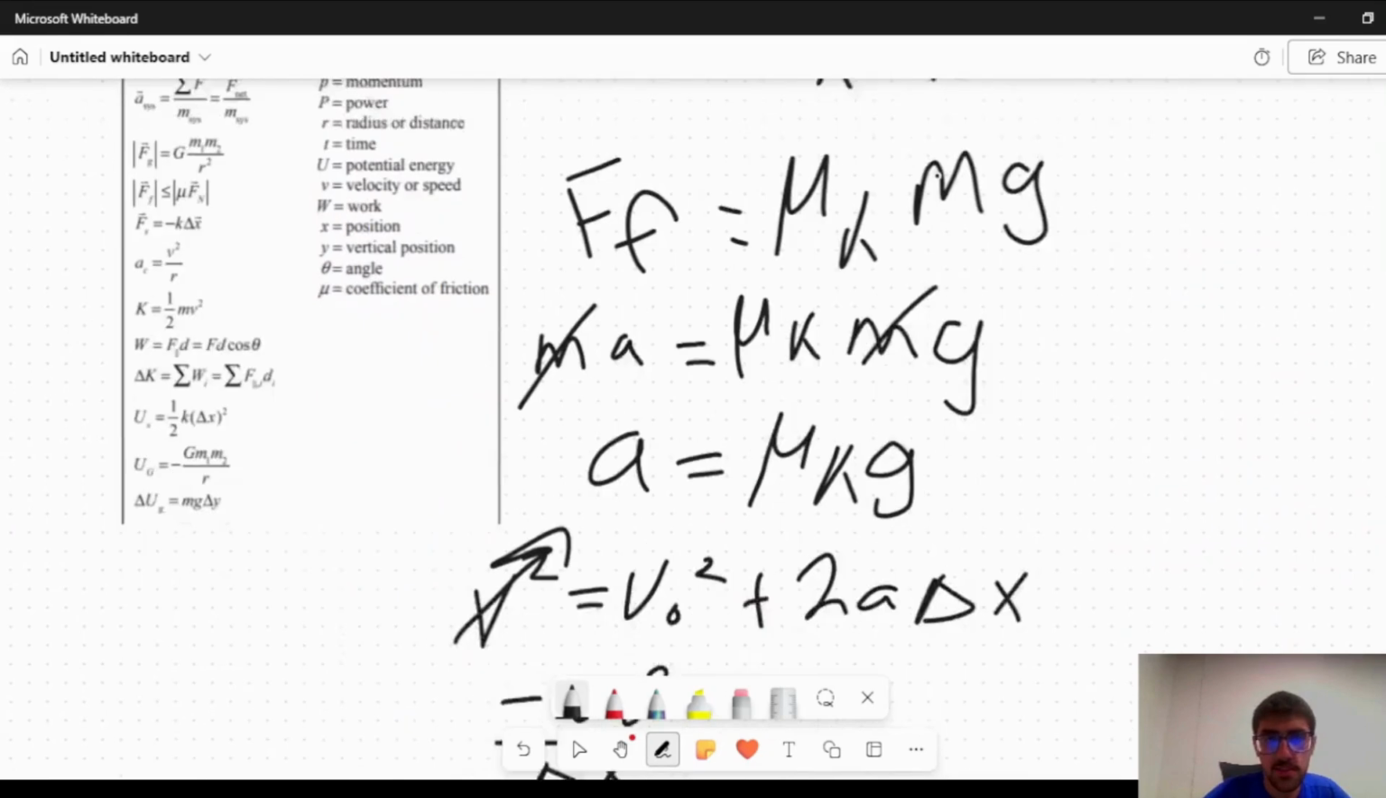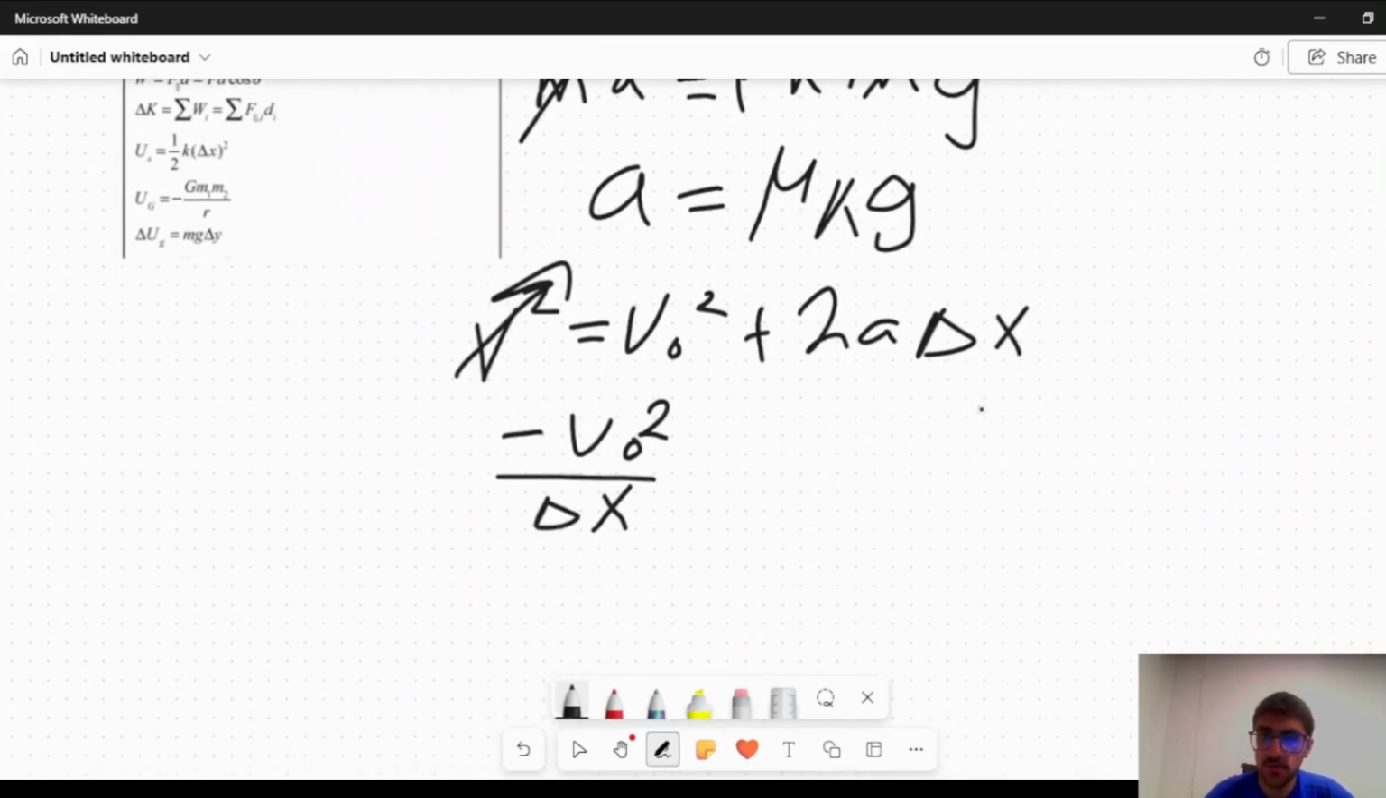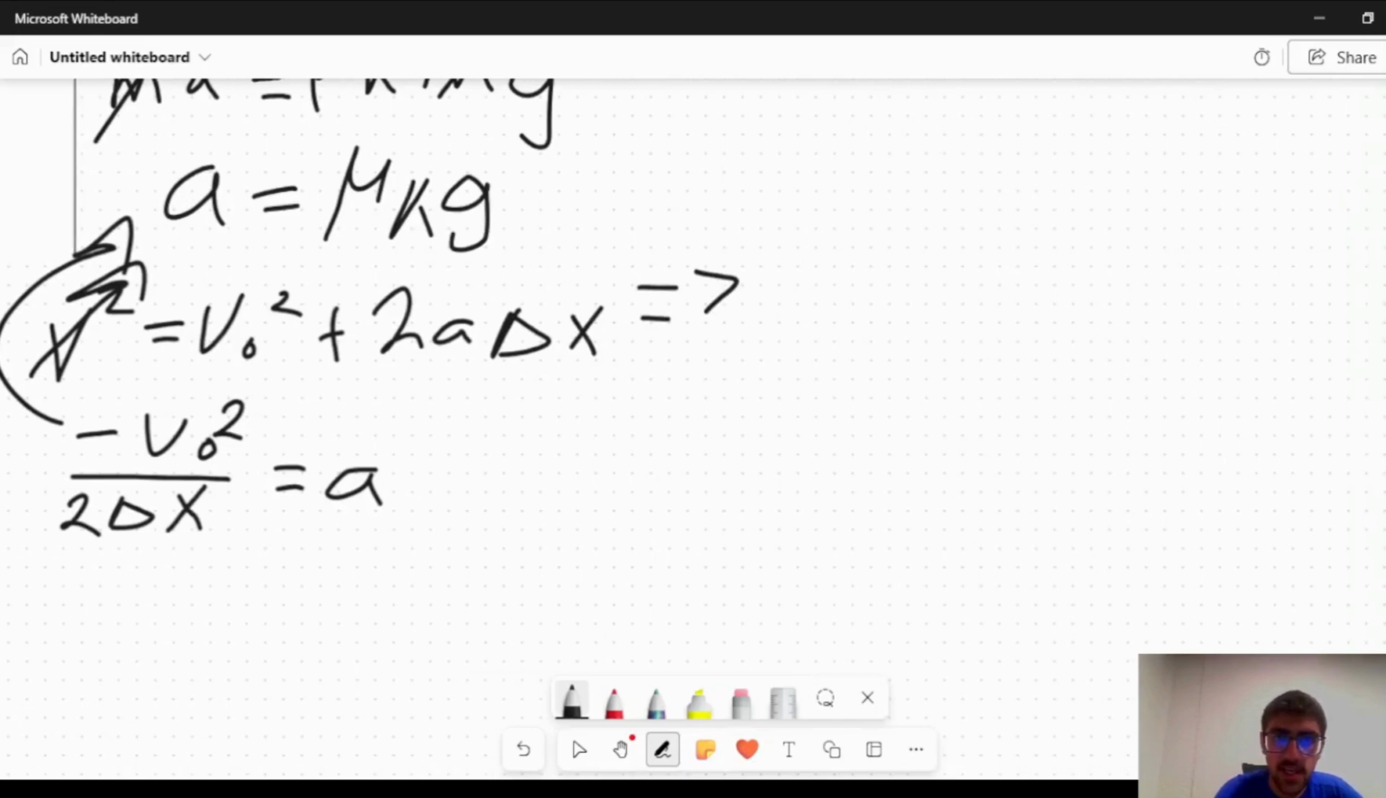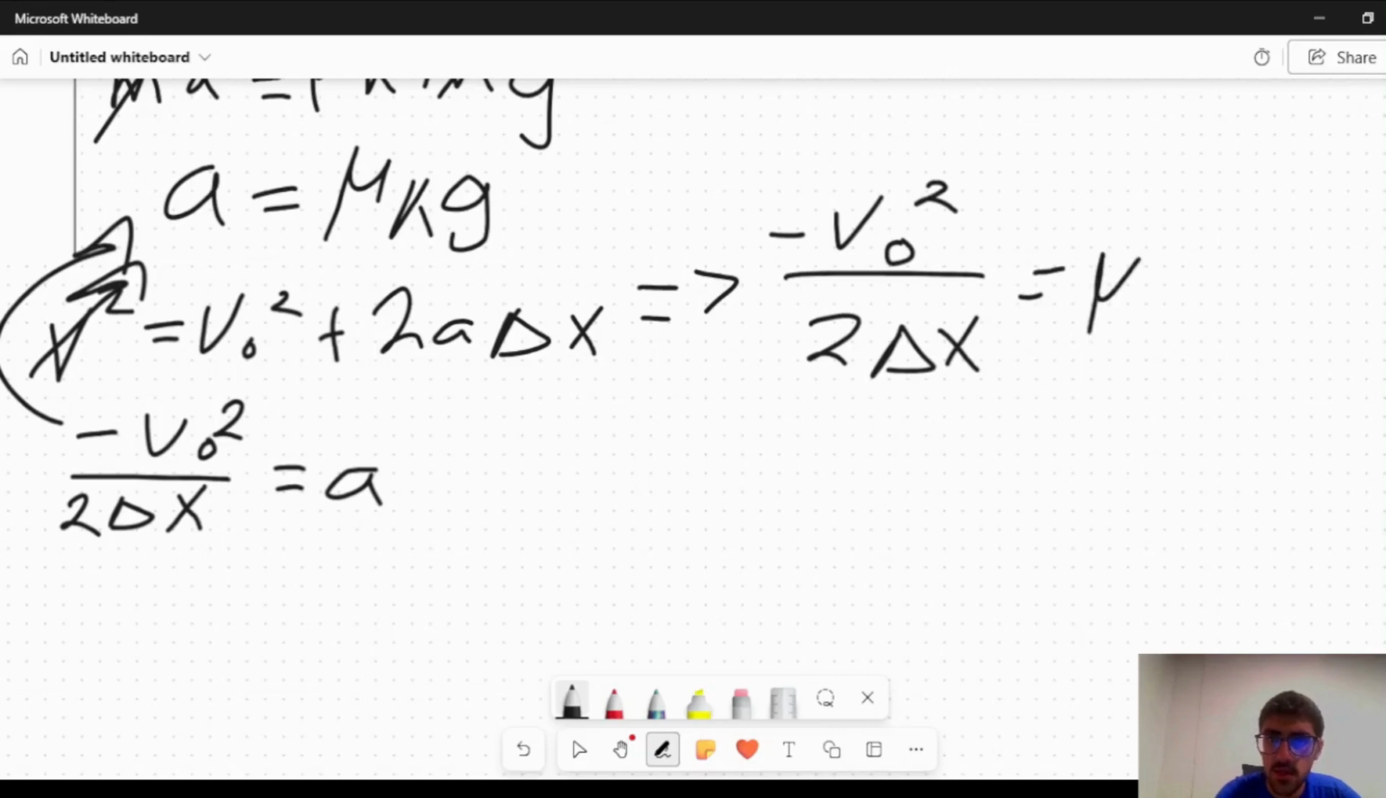There's more than one way to solve this. This is just the way I did it on the exam, so I'm just going to be showing this way. And then there's also a 2, so we're just going to add this on the bottom, is equal to a. Okay, so we have this. Let's just plug it in for now. Negative v0 squared over 2 delta x is equal to mu k g. Oh, and g is negative since we're going to take the downward as negative. So mu k negative g, and then the negatives are going to cancel with this side.